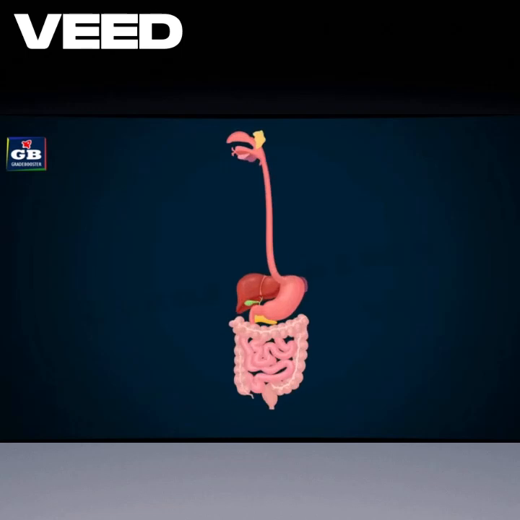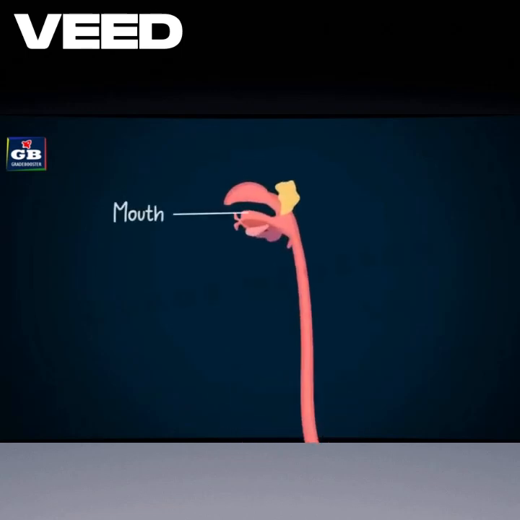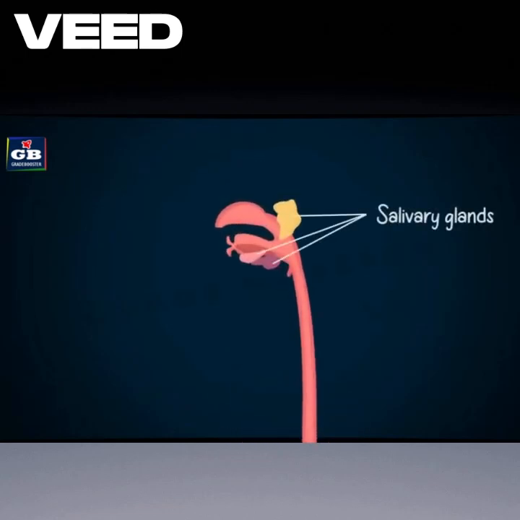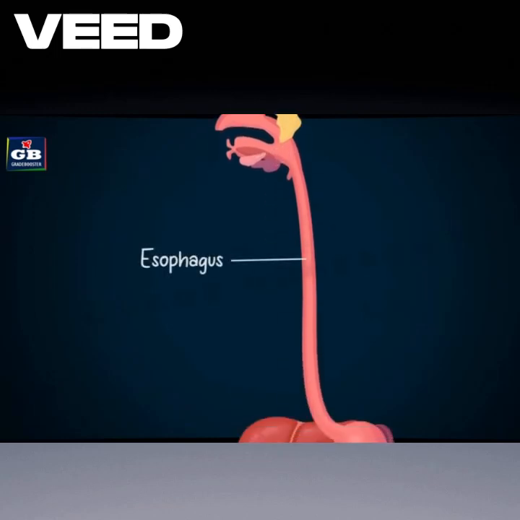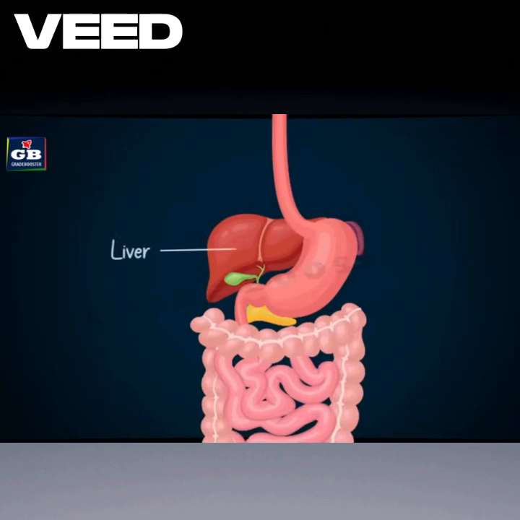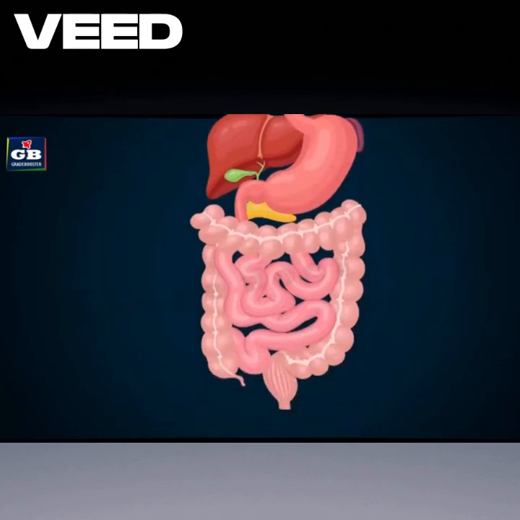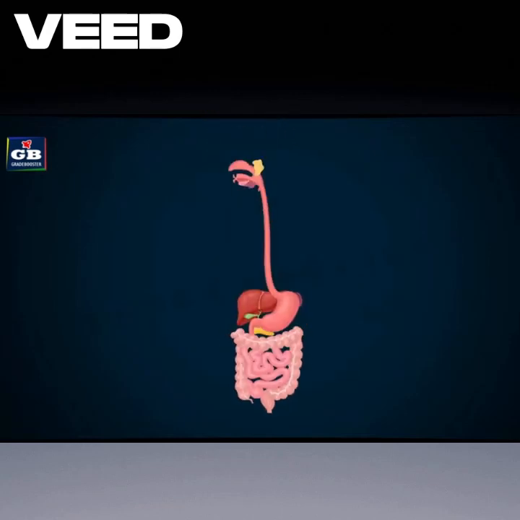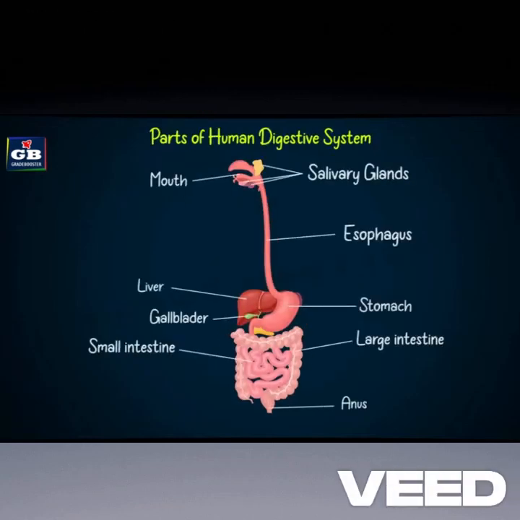This is our digestive system. This is the mouth. These are the salivary glands. This is the esophagus, stomach, liver, pancreas, gallbladder, small intestine, large intestine, and anus. These are the parts of our digestive system.